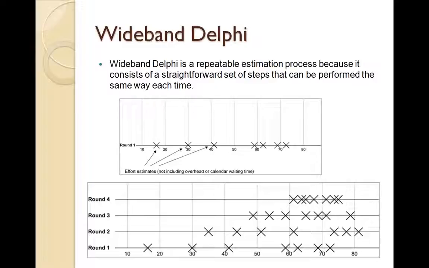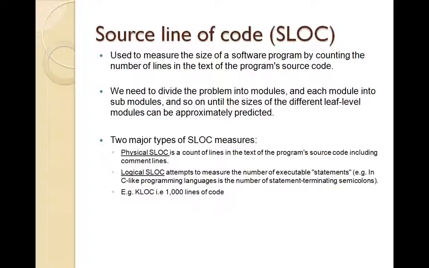And then in a similar manner, the team will arrive at either a number or a range which is acceptable to everyone. So this is the Wideband Delphi method, where the team provides feedback and collectively they try to arrive at a range which will be acceptable to the entire team.